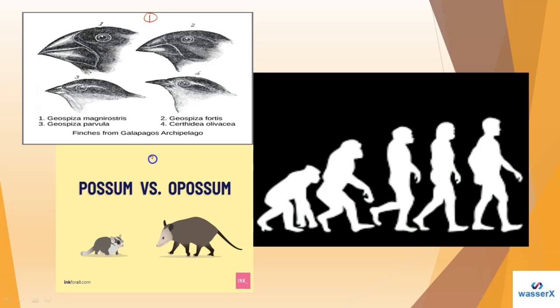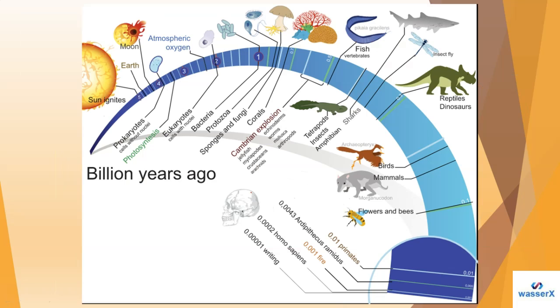As in the second picture, as you can see, we have possum versus opossum. These also come from the same ancestral background. And in the third one, as you can see, we have Homo sapiens. That also has a different evolutionary history. So let me take you further now, students.